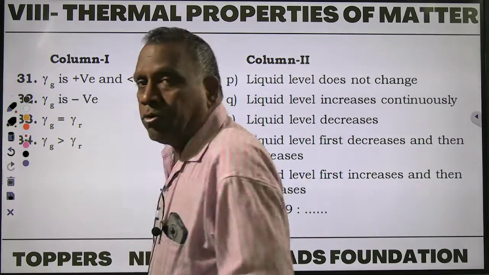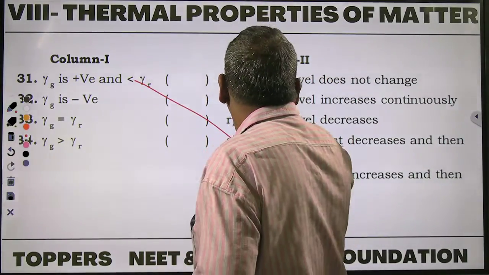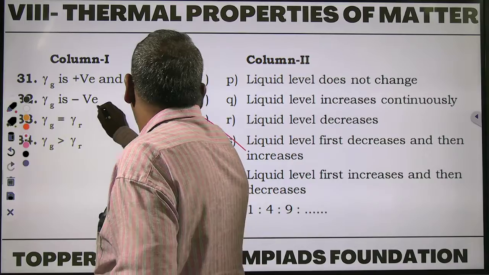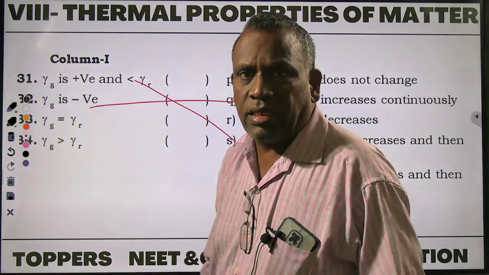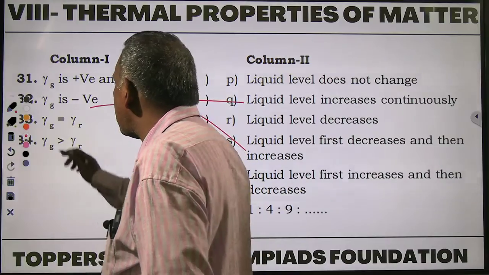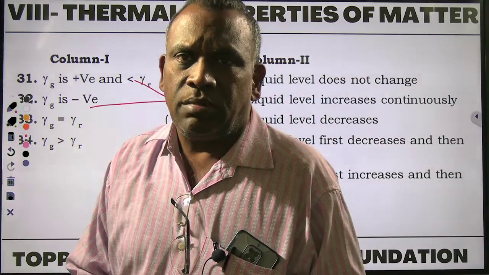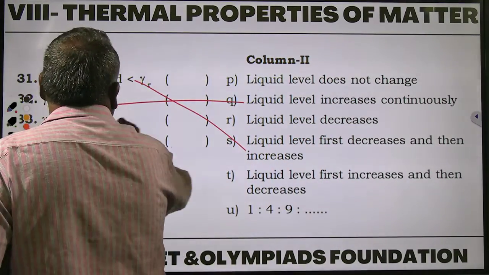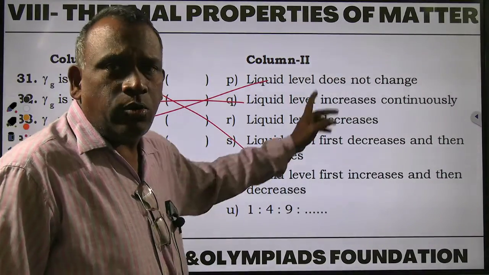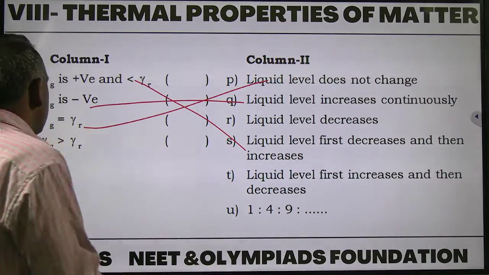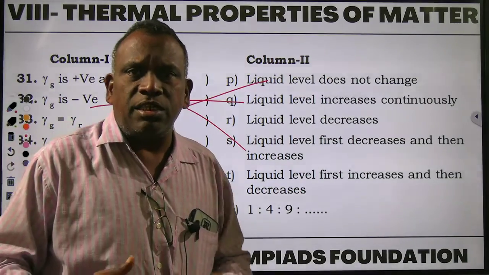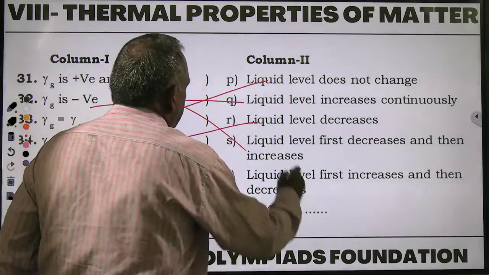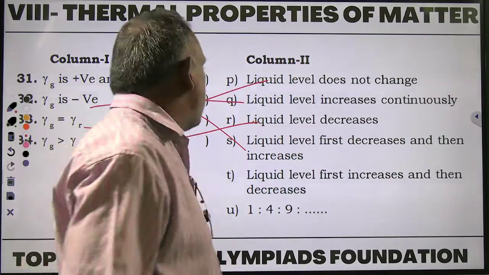If gamma g is negative, then the liquid level increases continuously. That is the option here. Then gamma G is equal to gamma R. If the container expansion is equal to the real expansion, then the liquid level does not change. Then gamma G is greater than gamma R. If container expansion is greater than the real expansion, then the liquid level decreases. So these are the options you have to take like this.